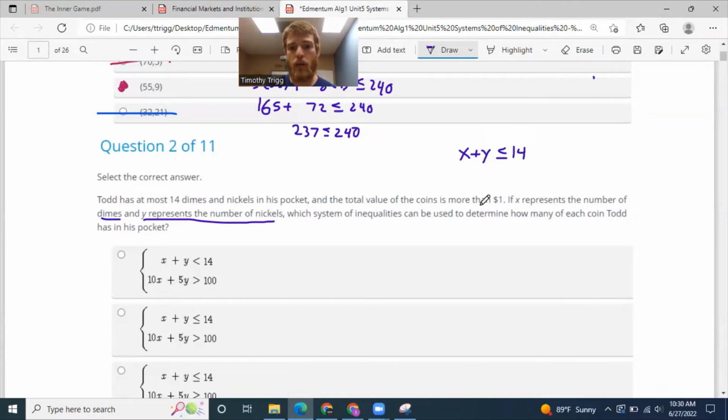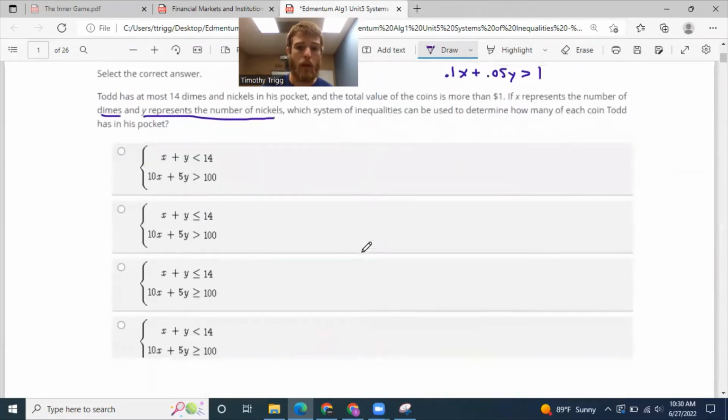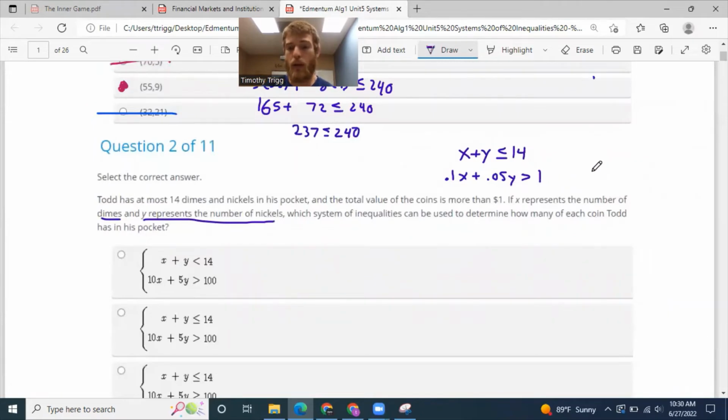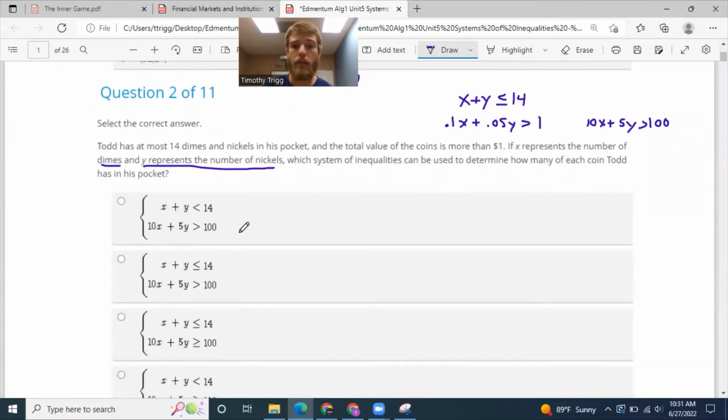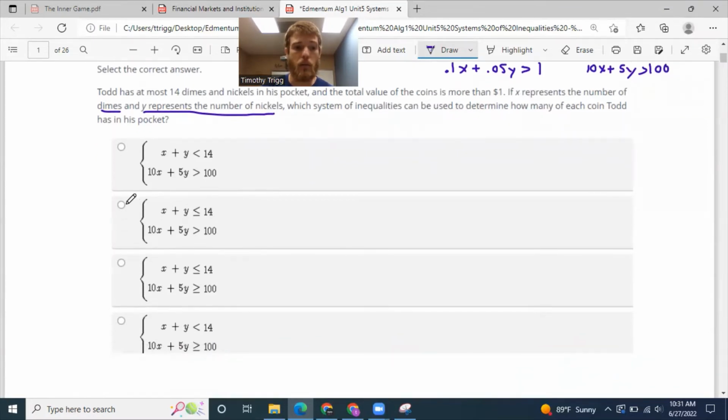Okay. The total value is more than $1. Remember, for each dime, that's 10 cents. So 0.1, that's the same as 10 cents, times the number of dimes, plus 5 cents for each nickel, right? So 0.05 times the number of nickels. And that's the value. The value needs to be more than $1. Looks like they multiplied by cents here. So another way to think about this is 10x plus 5y is greater than 100 cents. So they just changed it from dollars to cents, but no big deal. So that looks like it's going to be this one here, right?